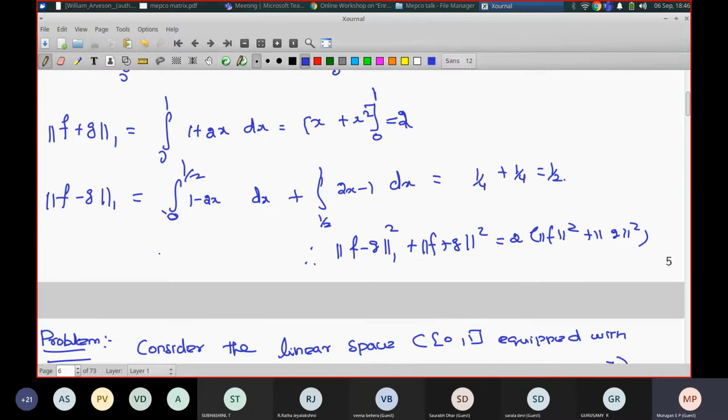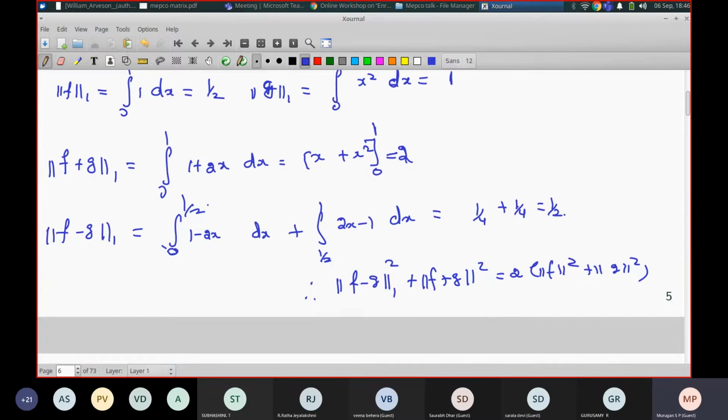You can compute it by splitting into two integrals, integral 0 to 1 by 2 of 1 minus 2x. In this range this function is positive, therefore you can remove the modulus. Then integral 1 by 2 to 1 of 2x minus 1. In this range the function is positive, so you can remove the modulus. So compute the value; the value is 1 by 2, right? Then if you compute, it does not equal this.